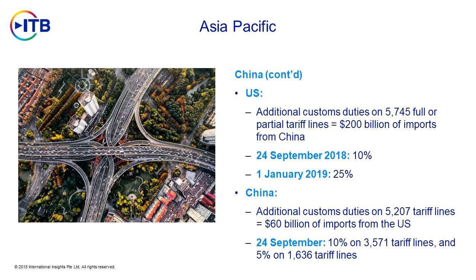China has responded, but in a more measured way. Effective the 24th of September, additional customs duties of 10% will be imposed on 3,571 tariff lines, and additional customs duties of 5% will be imposed on 1,636 tariff lines. Across the 2 groups, $60 billion of imports from the US are covered.